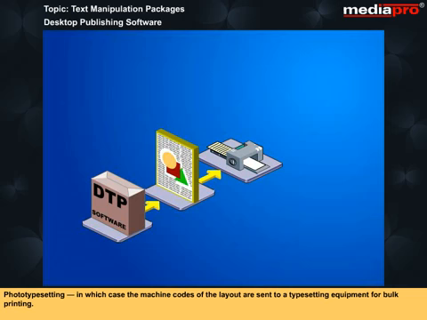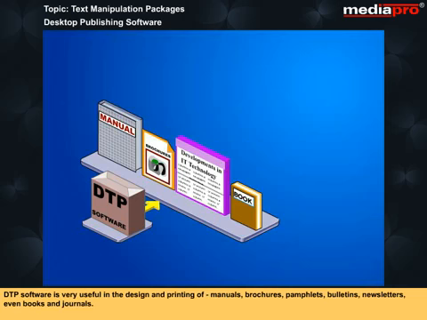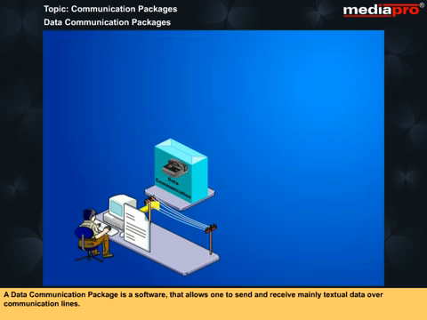Photo typesetting, in which case the machine codes of the layout are sent to a typesetting equipment for bulk printing. DTP software is very useful in the design and printing of manuals, brochures, pamphlets, bulletins, newsletters, even books and journals.